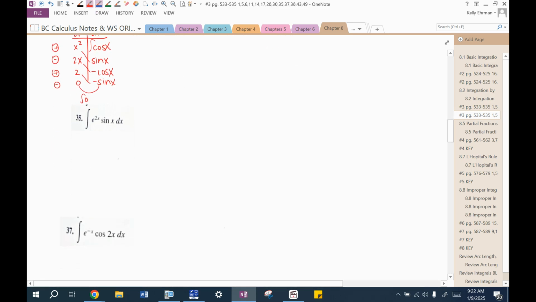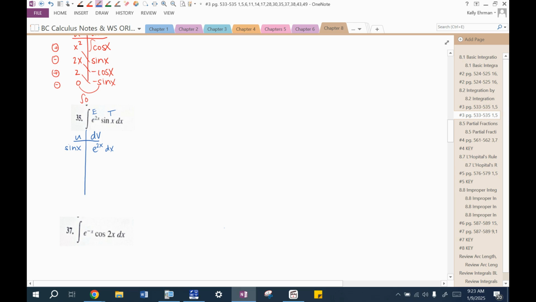Number 35. U sub wouldn't work at all for these because we have an exponential and a trig. According to LIATE, u should be the trig. So u should be sine x, and dv should be e to the 2x.